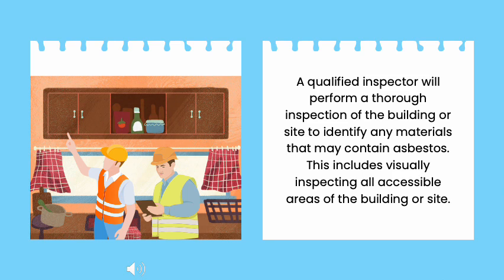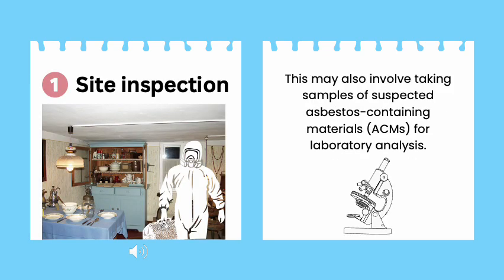In the site inspection, a qualified inspector will perform a thorough inspection of the building or site to identify any materials that may contain asbestos. This includes visually inspecting all accessible areas of the building or site. This may also involve taking samples of suspected asbestos-containing materials, ACMs, for laboratory analysis.